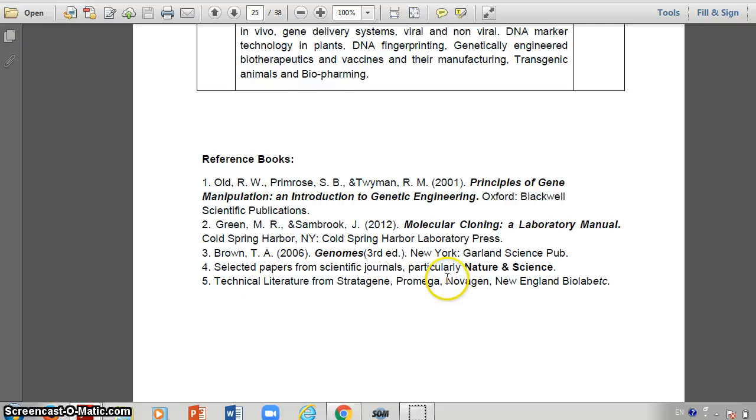For this subject you can use these books. I have uploaded 4 ebooks on your Google Classroom, so you can use that. I will suggest you to use Molecular Cloning: A Laboratory Manual by Sambrook and Russell. This book is very important, as it will help you in understanding the practicals. So now we are going to start the lecture.